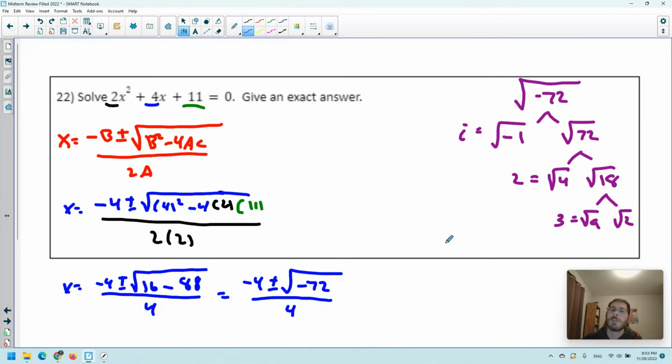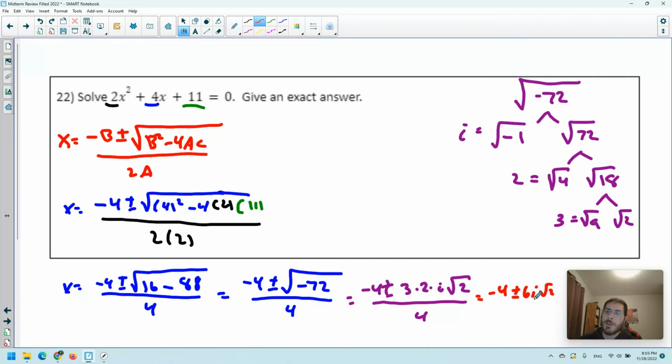Square root of 9 is 3. So it turns out we have negative 4 plus or minus 3 times 2 times i times the square root of 2. Square root of 2 is still left over, all divided by 4. So we would simplify that to negative 4 plus or minus 6i radical 2 over 4.